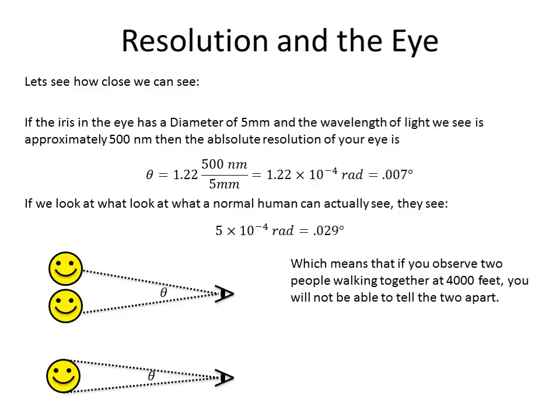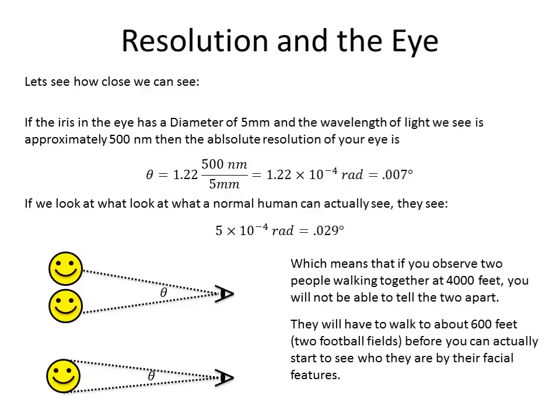If we actually wanted to determine if your significant other is your significant other, it's actually going to take them even closer. You have to be about 600 feet before you can actually start to see the resolution between the two. If you actually look at, don't fire until you see the whites of their eyes, that's really close. So to be able to see the distance between your iris and actually just inside your eye, which is only about 1 centimeter, you have to be even closer than that.